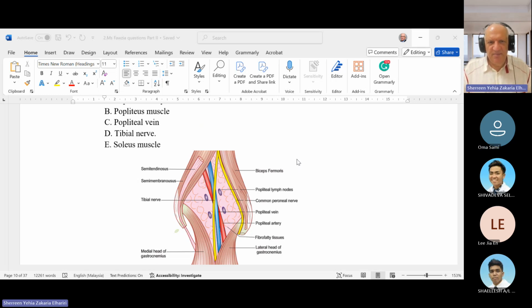So if you found this picture, what is the first structure after the skin? Tibial nerve. Anyone? Tibial nerve. So tibial nerve is the first structure. We don't consider it as anterior. It is still posterior, but it is superficial.